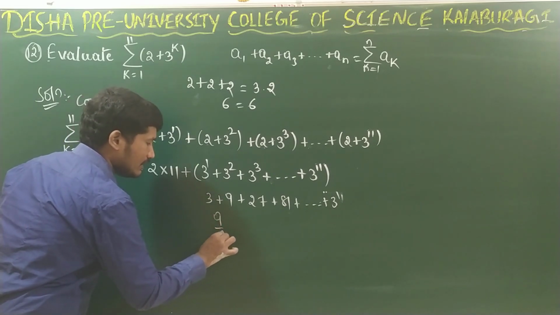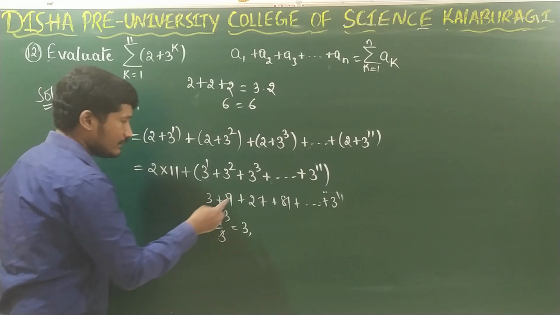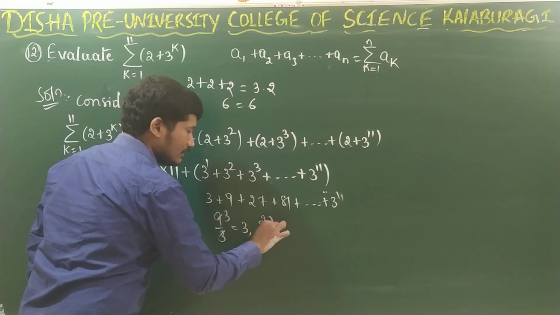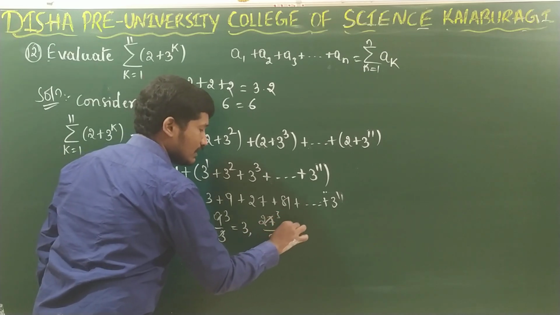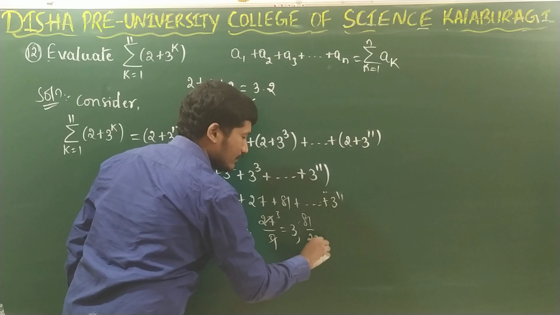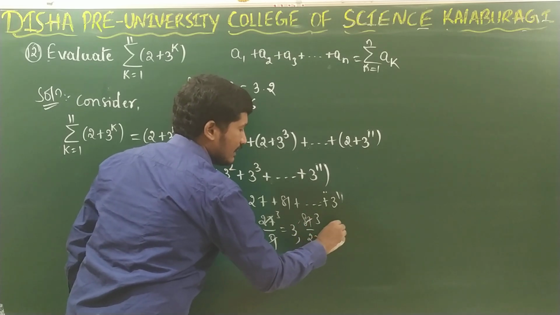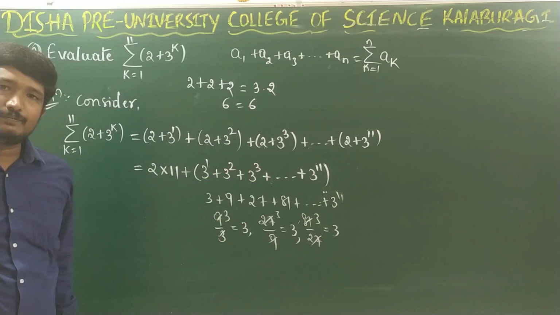9 divided by 3. What will I get? I will get 3, right? 27 divided by 9, that is A3 divided by A2. 9 ones are 9, 9 3s is 27. A4 divided by A3, 81 divided by 27. 27 3s is 81. What can you observe from this term?